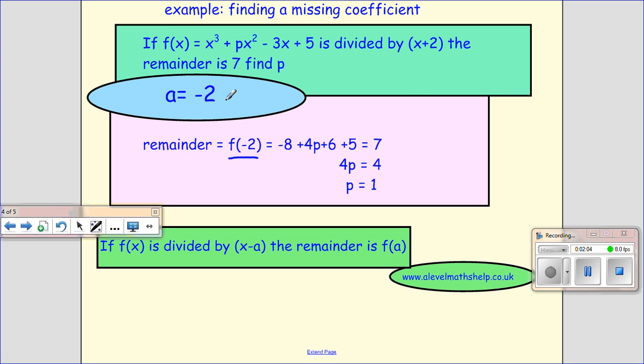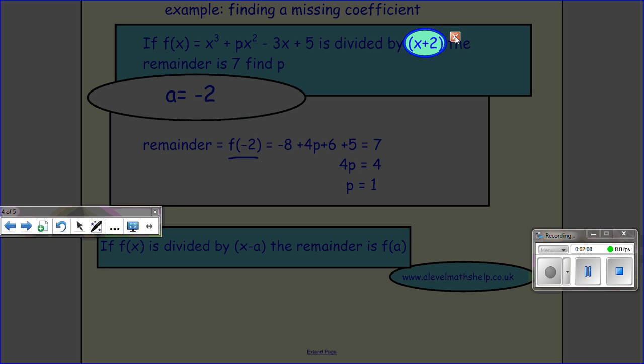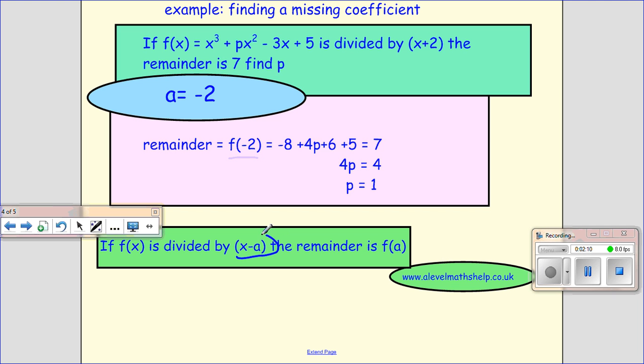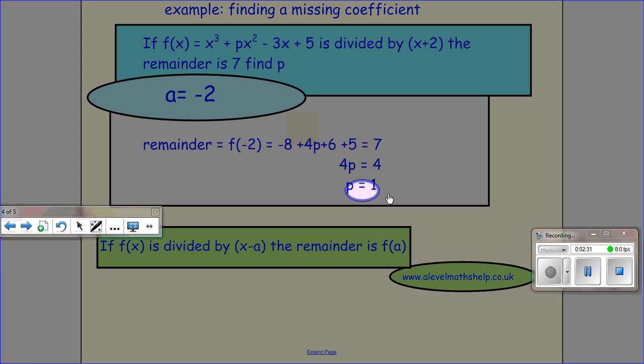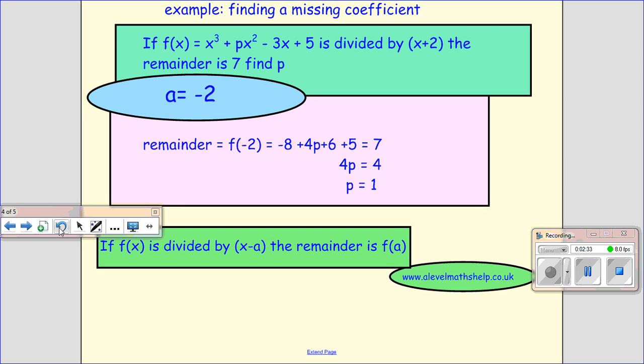But what is a? So like before, we have this is x plus 2, and then by comparison with our x minus a, we can see that a must equal minus 2. So we just put x equals minus 2 in here, and then we sort it all out and we get this. Do a little bit of reorganization, and we end up with 4p equals 4, so p equals 1. So we found the missing coefficient, p equals 1.